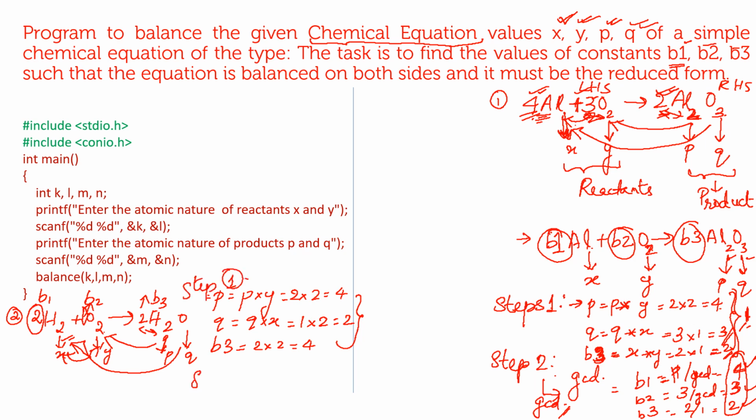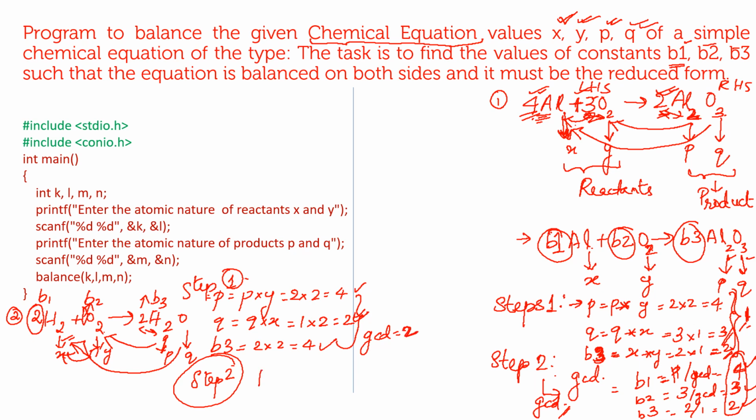Now what will be your step 2? I have told you, you have to find your greatest common divisor, GCD, or highest common factor. What will be the GCD of 4, 2 and 4? The highest factor by which all are divisible is 2, right? So now the GCD of these three will be equal to 2.